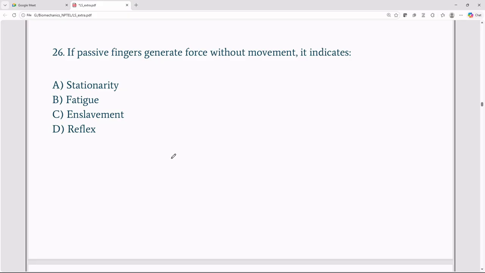Next question. Now moving on to our other topics. This question is on enslavement. If passive fingers generate force without movement, it indicates which among the following? Option A, stationarity. Option B, fatigue. Option C, enslavement. Option D, reflex.